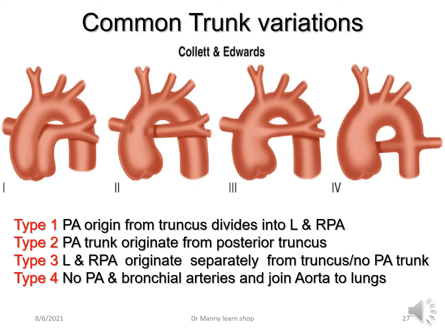Now, common trunk variations, I'm just using the Collett and Edwards classification. There are others though. So in type 1, the pulmonary artery originates from the truncus and divides into the left and right pulmonary artery. In type 2, the pulmonary arteries originate from the posterior truncus. In type 3, the left and right pulmonary arteries originate separately from the truncus and there's no pulmonary trunk. And in type 4, there's no pulmonary artery, and the bronchial arteries join the aorta to the lungs.